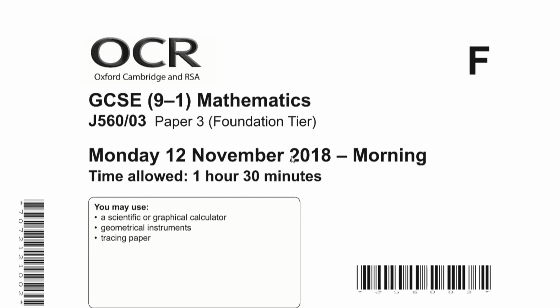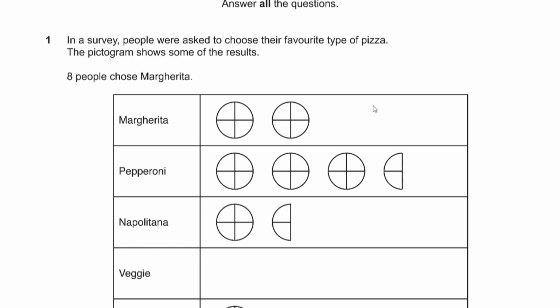This is the OCR GCSE 9-1 Maths Foundation Paper 3 from the November 2018 series, and this paper is a calculator paper. Question number 1. In a survey, people were asked to choose their favourite type of pizza.